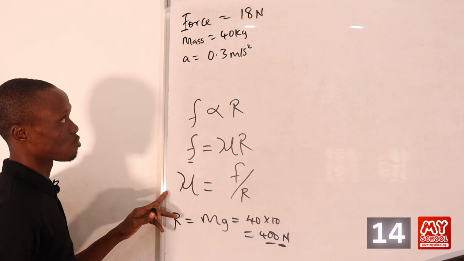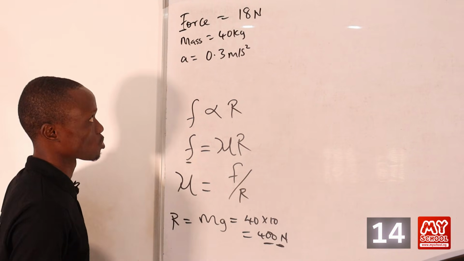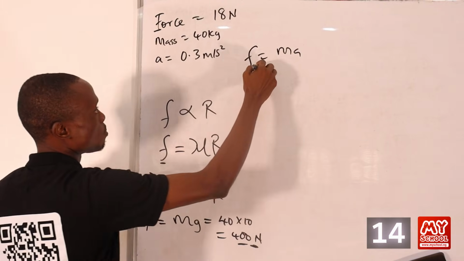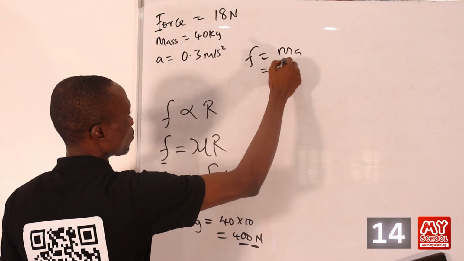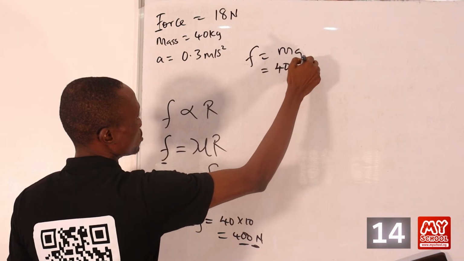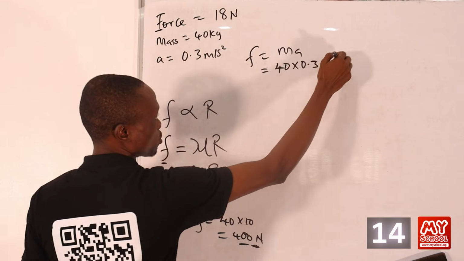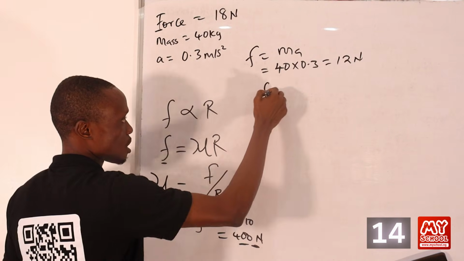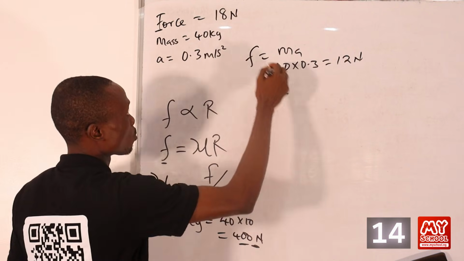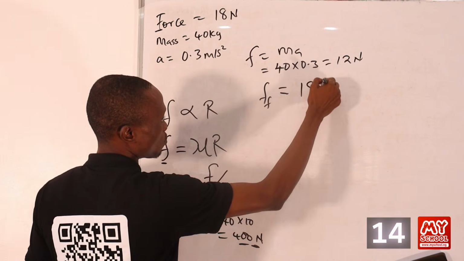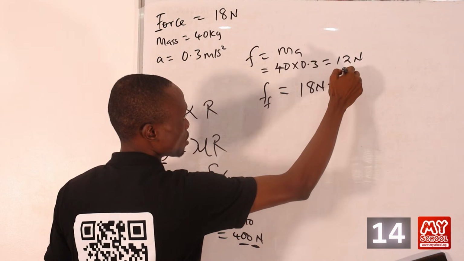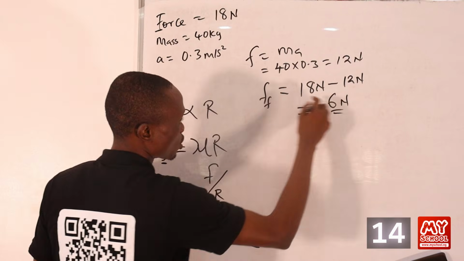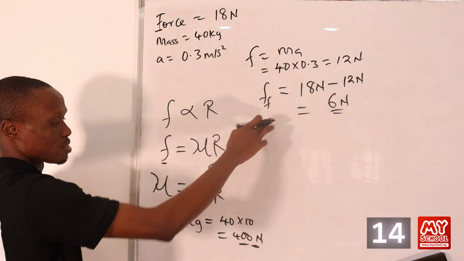Now let's calculate the force that was overcome. So the force that was overcome, F equals ma. So here we'll have 40 times 0.3, and this equals 12 Newton. So to get the frictional force F, that will equal the 18 Newton, which is the applied force, minus 12 Newton. And this will equal 6 Newton. So the frictional force that was overcome is 6 Newton.